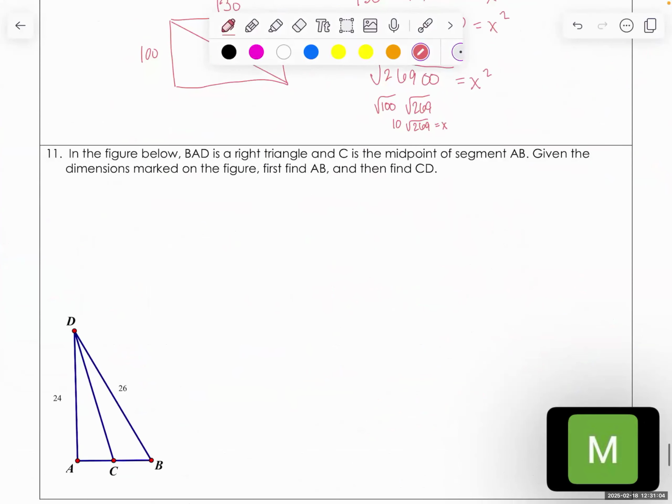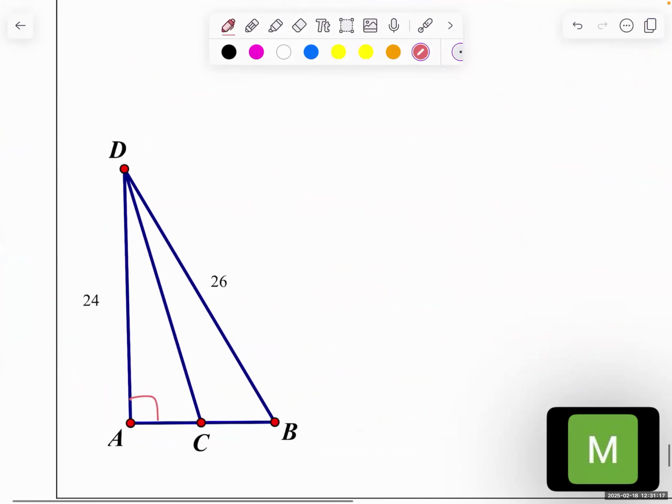Okay. First, find AB. So in the figure below, BAD is a right triangle, and C is the midpoint of AB. Given the dimensions marked in the figure, first find AB and then find CD. So you need to find AB first. So I'm going to have 24 and 26. So this is C. And this is B.